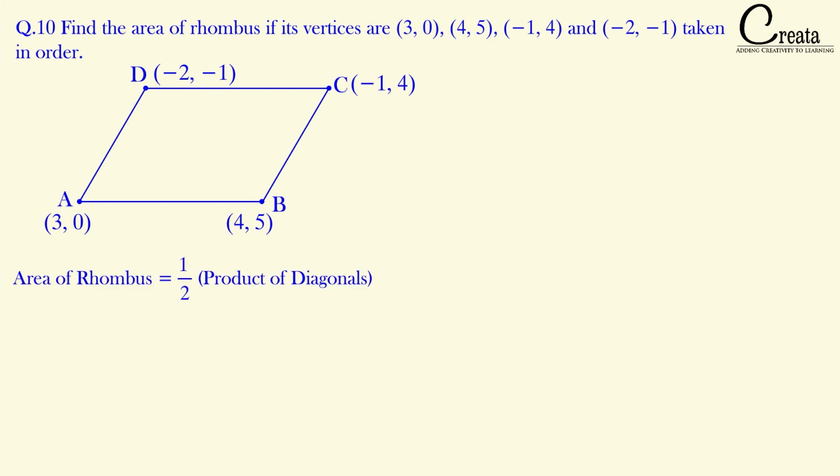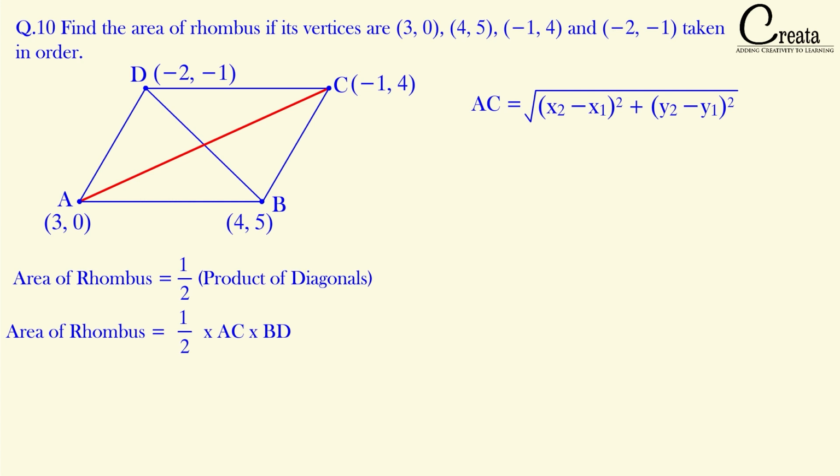Area of a rhombus is half into the product of the diagonals. So basically in this question we have to find the length of the diagonals. The diagonals are AC and BD. So the area of the rhombus is equal to half into AC into BD. This question does not involve the section formula. This question involves the distance formula. So we know the distance formula, we have done it in the previous lecture.